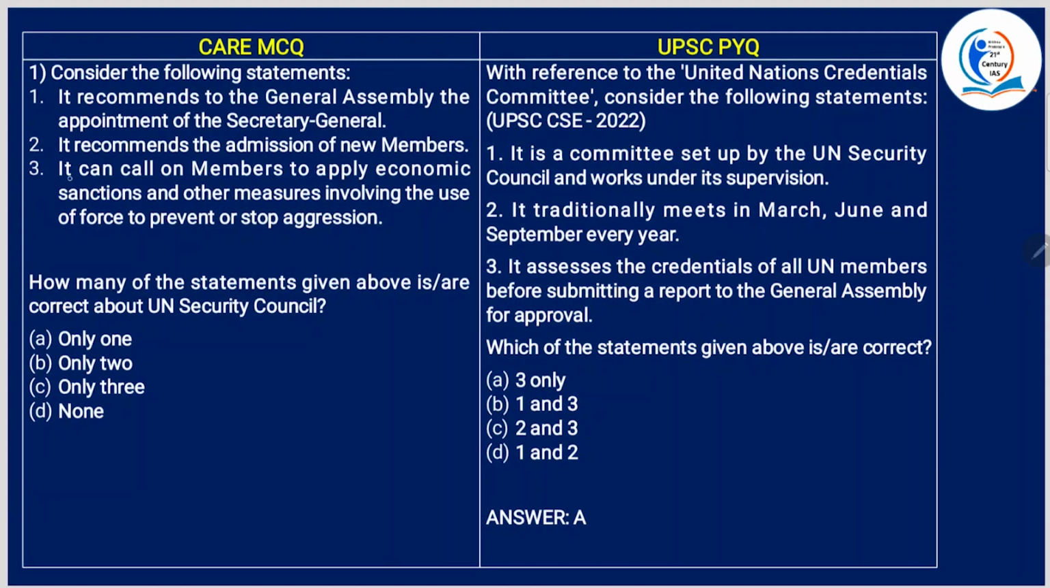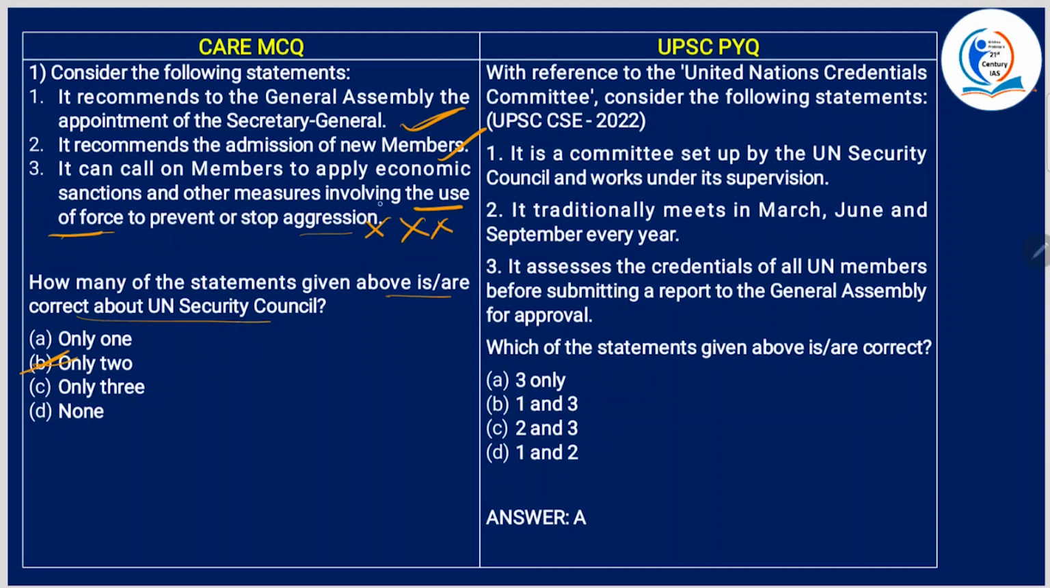Consider the following statements. How many of the statements given above are correct about United Nations Security Council? It recommends to the General Assembly the appointment of Secretary General. Yes, this is correct. It recommends the admission of new members. This is also correct. It can call on members to apply economic sanctions and other measures involving the use of force to prevent or stop aggression. No, this one it cannot do. So 2 statements are correct. 1 and 2 statements are correct. So only 2 statements are correct.